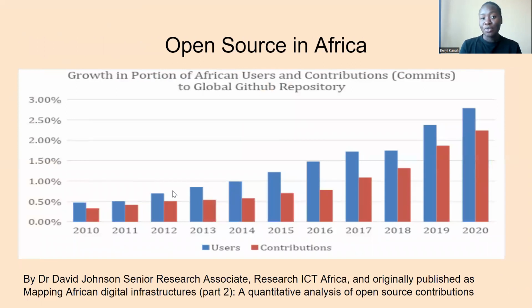Now, as Africans, let us look at the state of open source in Africa. So this is from a report done by Research ICT Africa. This is part 2 of their blog, where they wrote about a quantitative analysis of open source contributions. From this, you can see that there has been an increase in the last 10 years, from 2010 to 2020, of contributions and GitHub users in Africa. Even with that increase, we really still form a very small portion of GitHub users and contributors. And now let's find why that might be the case.